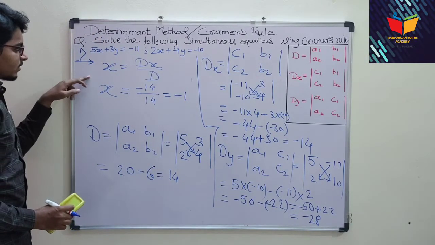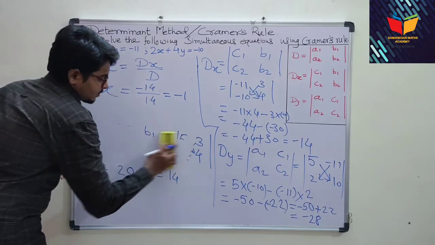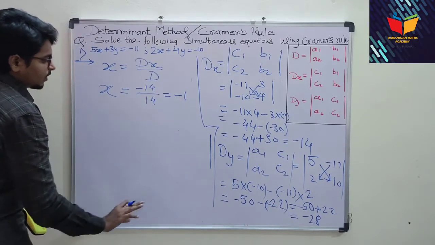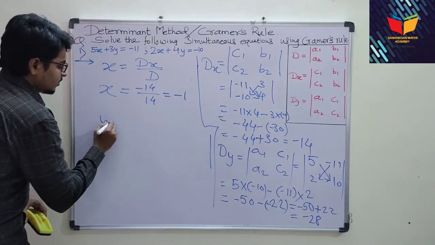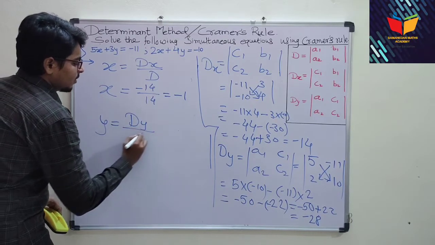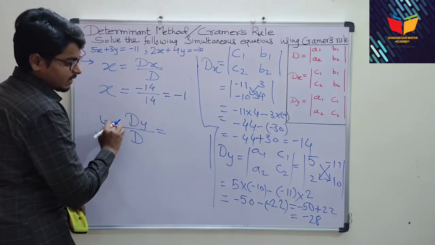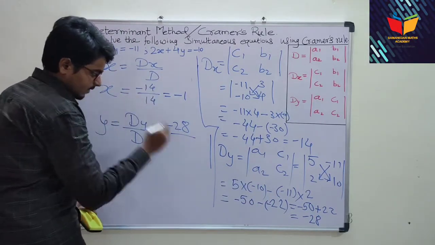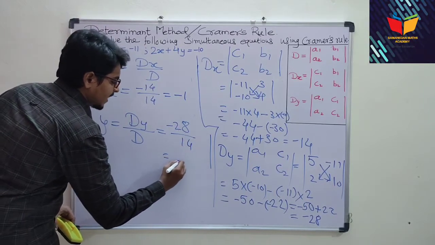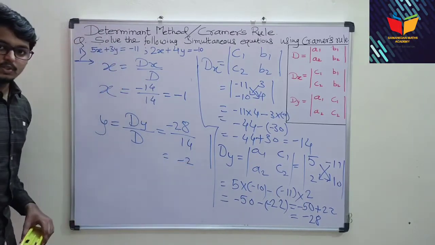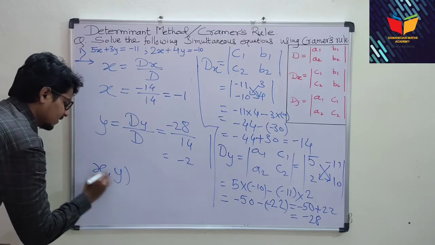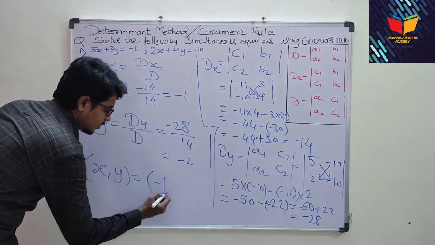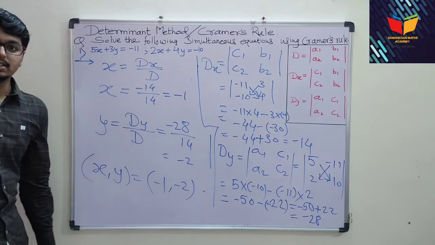Now we have to find the value of y. So I have to rub this, and we know that value of d is 14. Okay, then y is equal to dy upon d, which is equal to, what is value of dy, that is minus 28 upon value of d is 14, which is equal to minus 2. So our solution is x, y is equal to minus 1 and minus 2.